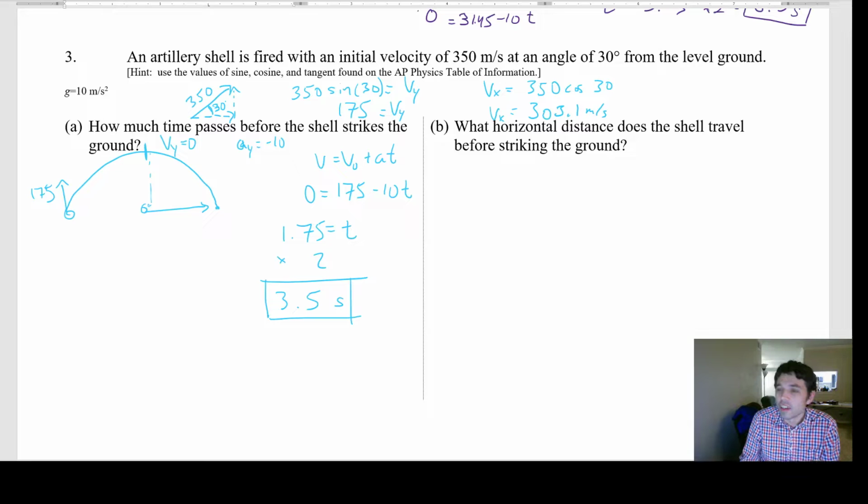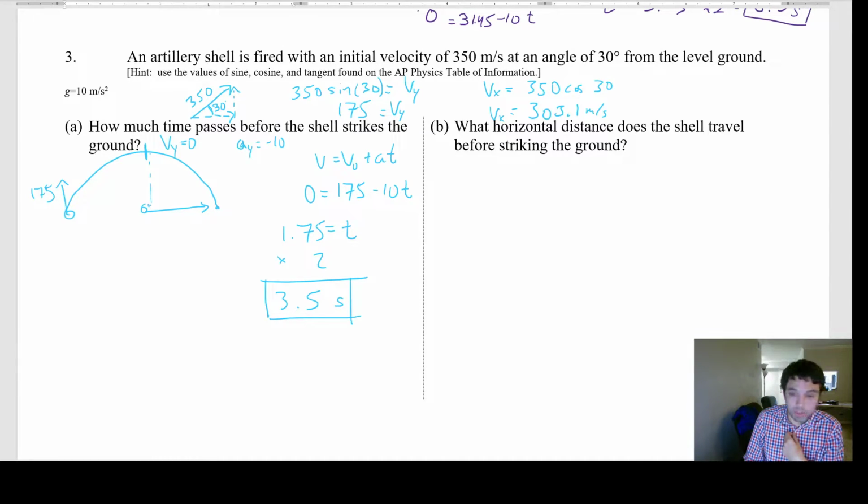All right, do part B. What horizontal distance does the shell travel before striking the ground? All right, horizontal distance. Now we have the time. When it asks anything about horizontal velocity, horizontal displacement, horizontal distance, whatever, we don't care about the vertical anymore. Now we're focused on horizontal stuff, right? So don't mix your planes, okay?